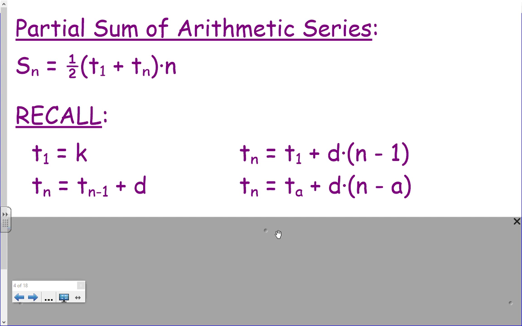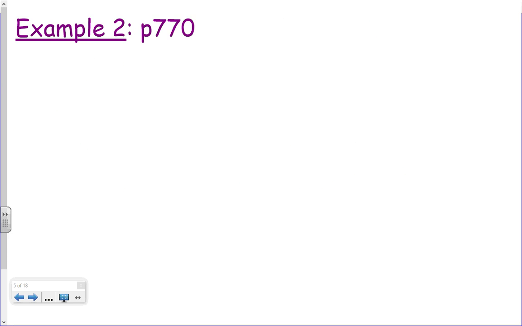Over there on your right, we've got our explicit formulas. T sub n is equal to t sub 1 plus d times n minus 1. Or if you don't know the first term, you can write it in terms of any term. T sub n is equal to t sub a plus d times n minus a. All right, let's check this out.